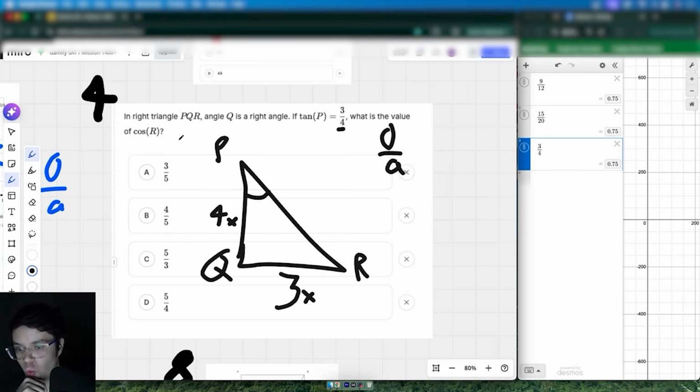Okay, it says here, what is the value of cosine of R? So we have R over here. Cosine would be adjacent over the hypotenuse. So which ones of these would be adjacent? That would be the 3x here, and the hypotenuse would be this side over here.